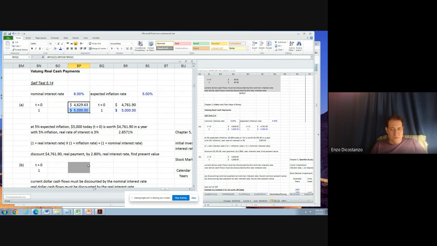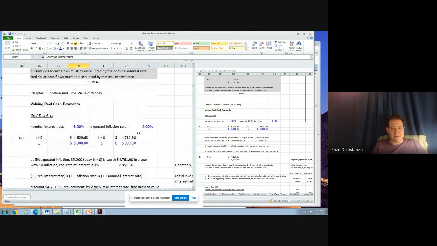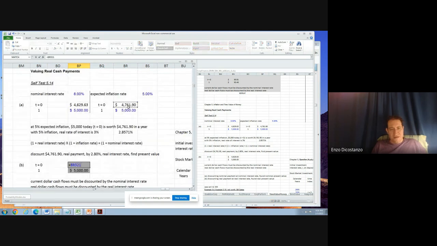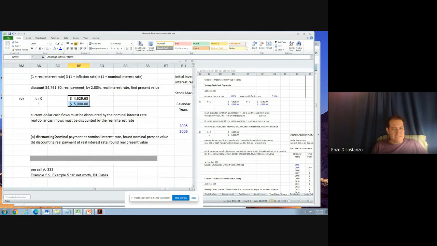4,629 was that one. This equals that 5 that you get to. And I think what we did here again, this was that 93, the inflation number, right? And then you divide it by 1 plus the real rate to 1 year, and that's how you got the 4,629. Discounted nominal payments at the nominal rate found nominal; discounted real payments at the real rate found real. Okay.